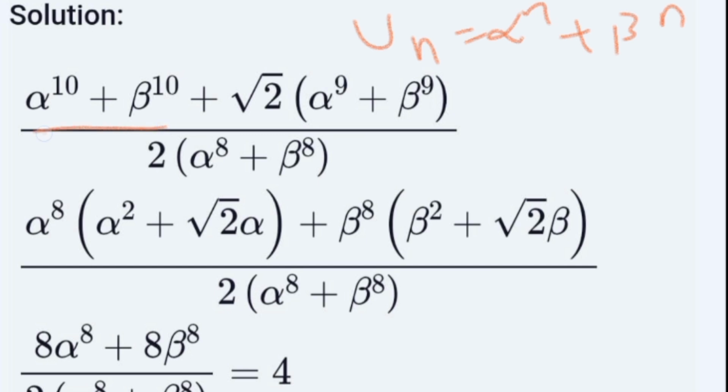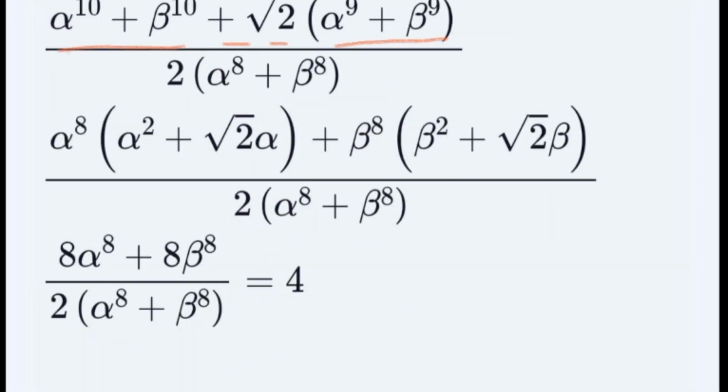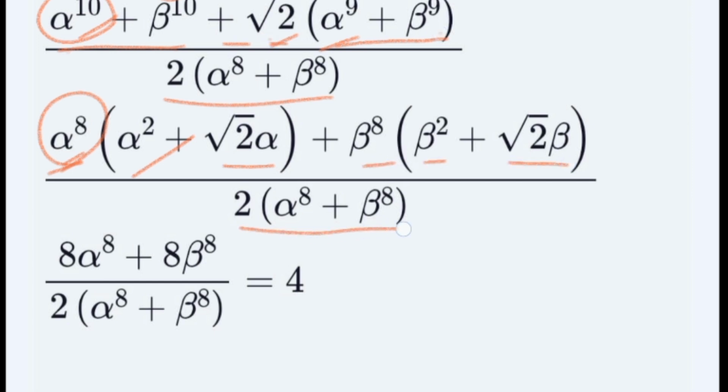U10 means alpha power 10 plus beta power 10, plus root 2 U9 means alpha power 9 plus beta power 9, by 2 U8 means alpha power 8 plus beta power 8. Now here alpha power 8 is common. So here alpha square. Here alpha power 9 root 2, then alpha power 8 is common, root 2 alpha. Here beta power 8 is common. Now beta square, and root 2 beta, by, so the denominator 2 into alpha power 8 plus beta power 8.